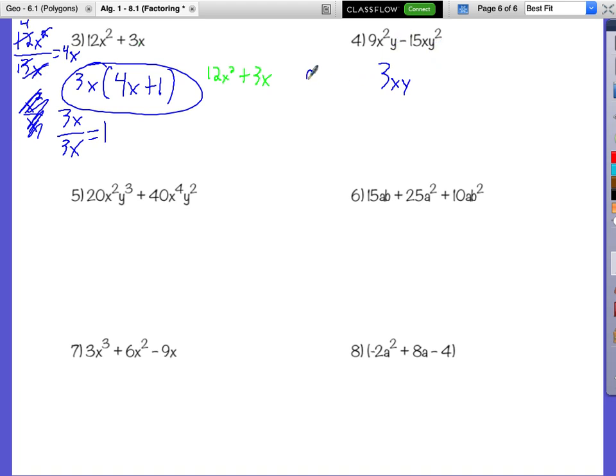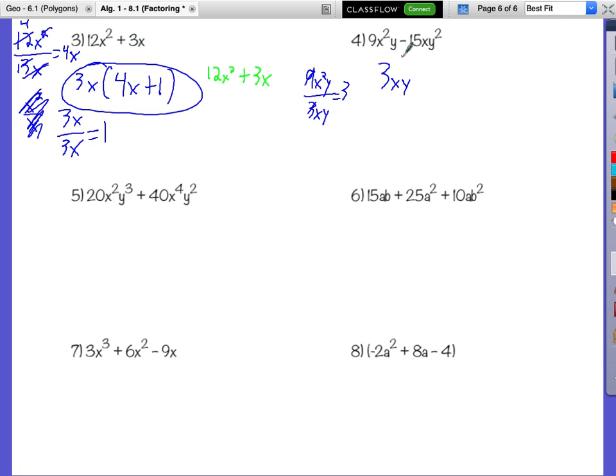Let's take 9x squared y and divide it by 3xy. What are you left over with? 3. Hannah, you're asking about the y squared on your negative 15, where it goes? Yeah, there's a y squared. How many y's does this one have? None. How many y's does this one have? 1. So how many do they have in common?